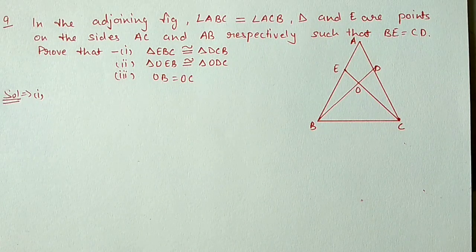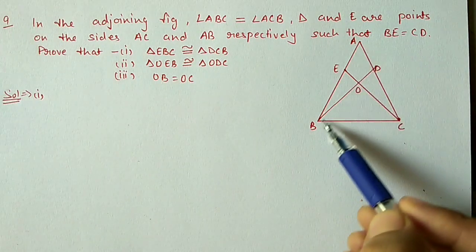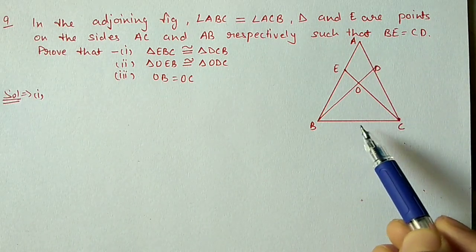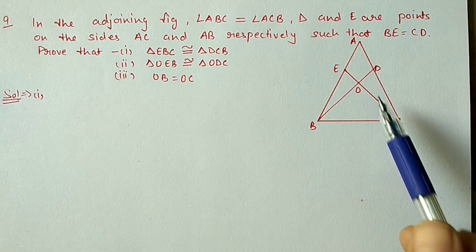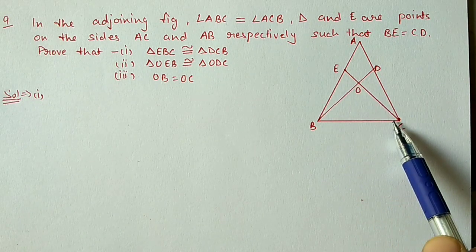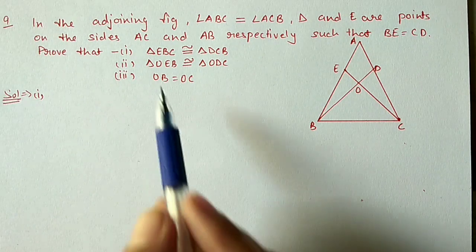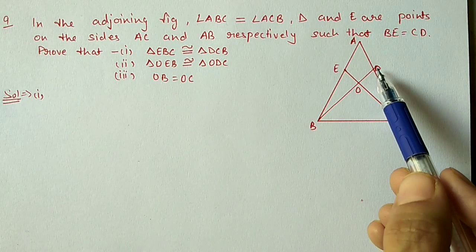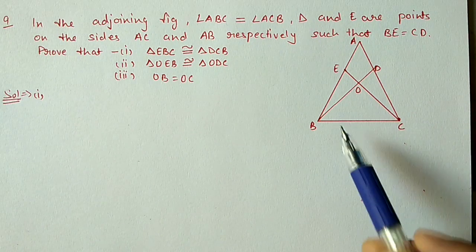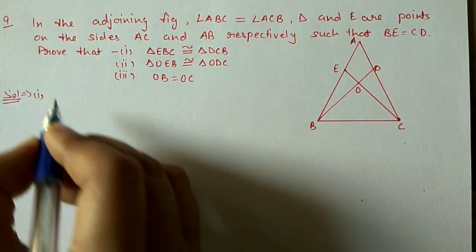Now we will start from question number 9. 7 and 8 we have done in previous video. Question number 9. In the adjoining figure, angle ABC equal to angle ACB. Means this angle is equal to this angle. D and E are the points on the side AC and AB such that BE is equal to CD. We have to prove first triangle EBC is congruent to triangle DCB. So we will start with these two triangles.